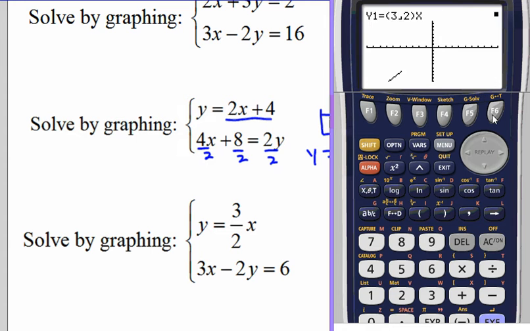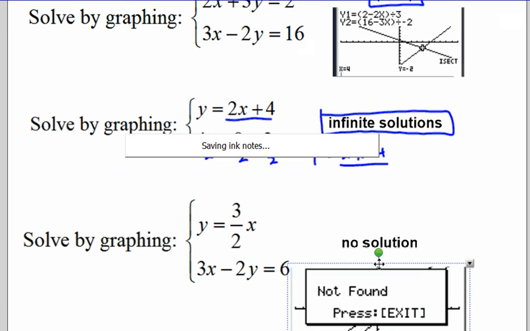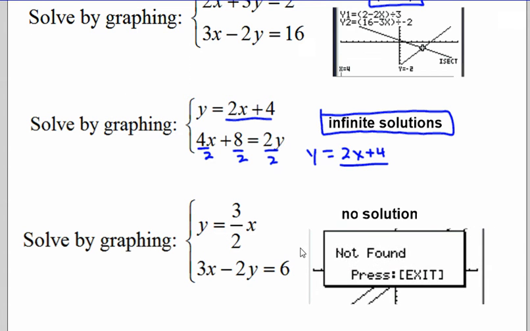Okay, now if I draw this, we see 2 parallel lines. Watch what happens if we hit G-solve intersect. It says it's not found. That's because there is no answer. Okay, there's no solution. They're parallel lines. There is no answer. When they're 2 lines that are actually the same line, they coincide, there's infinite solutions.